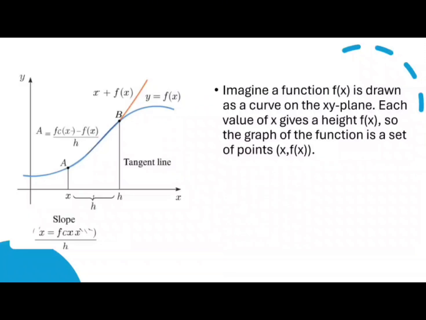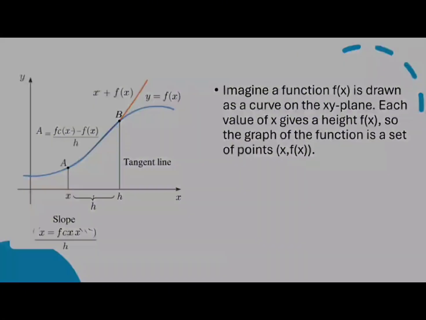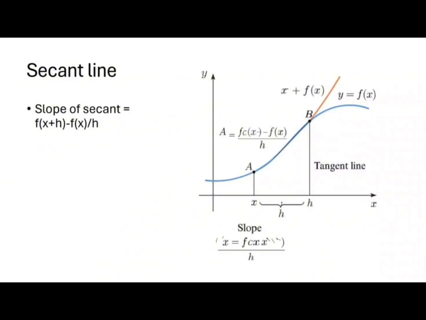The slope between 2 points is the secant line. Point A is equivalent to x and f of x, while point B is x plus h and f of x plus h. And the slope of the line connecting these 2 points is the slope of the secant line. The slope of the secant line is derived as f of x plus h minus f of x all over h. That is called the difference quotient.